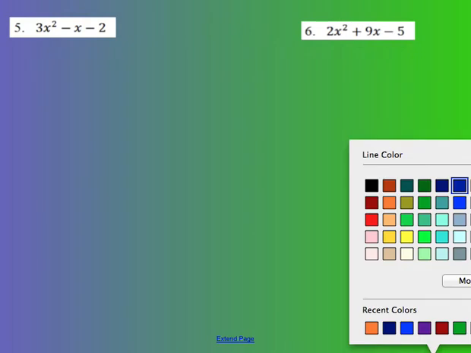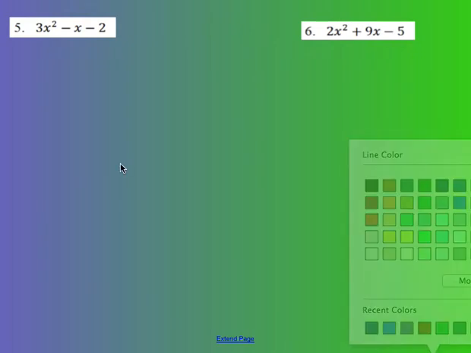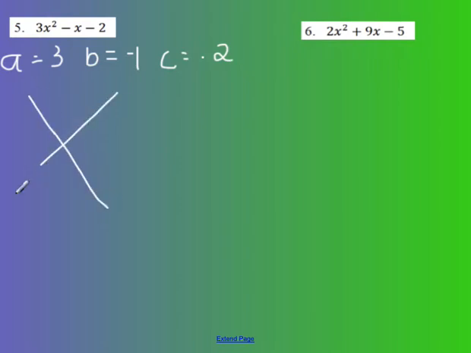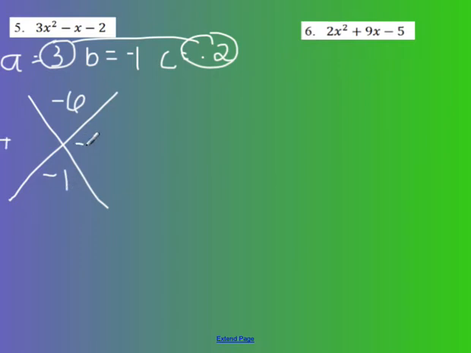So we want to go ahead and assign our A, our B, and our C value. So A is equal to 3, B is equal to -1, and C is equal to -2. So now we want to go ahead and multiply. So we have 3 times -2 is -6. So we're multiplying to -6 and adding to -1. Because we have a negative product, we need to have a positive and a negative factor.